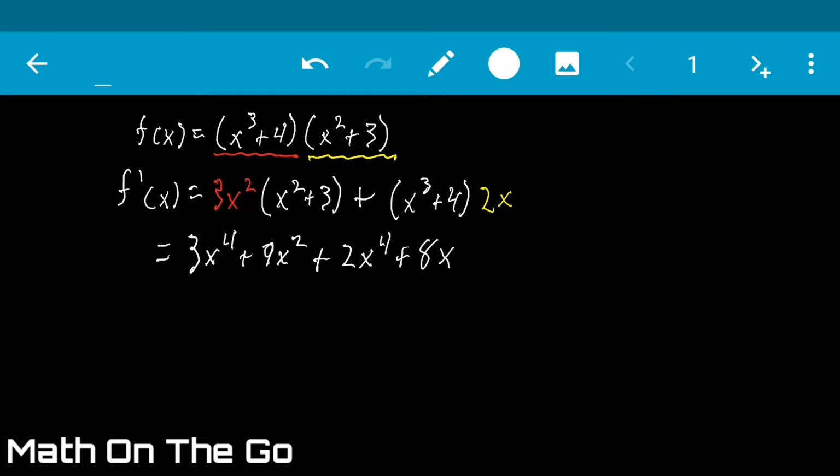All right, now we have 3x to the 4 and 2x to the 4, so that becomes 5x to the 4th power. Then we just have our plus 9x squared, and we have our plus 8x. And that is our derivative of this product rule. So the product rule is not too difficult. Like I said, if you're a little lost, maybe you should go back and look at the power rule, which there's a link in the description, and I'd post it in a card up in the top corner there that popped up earlier.